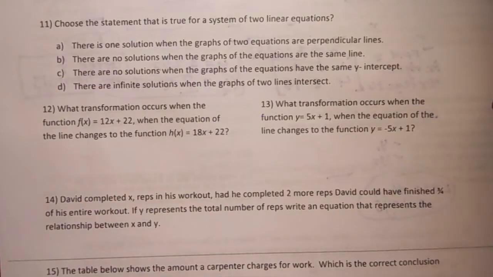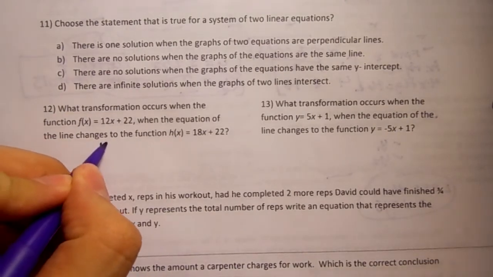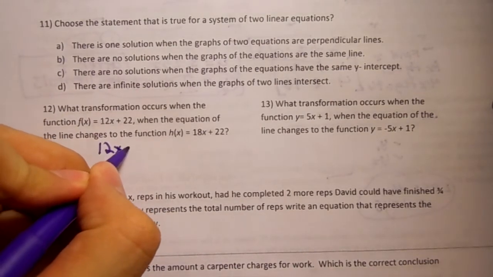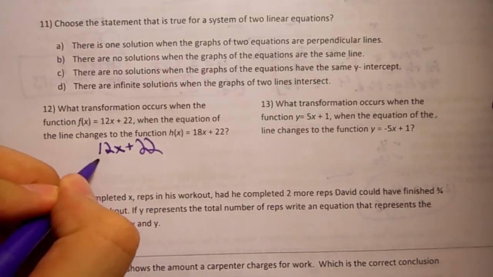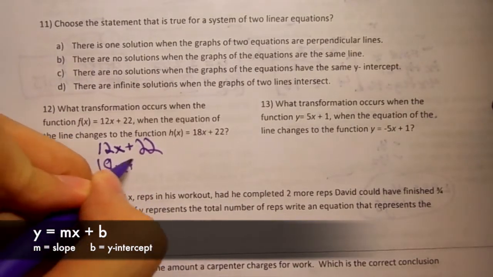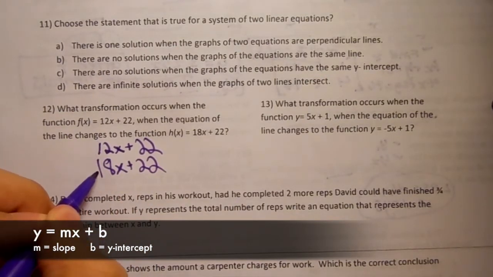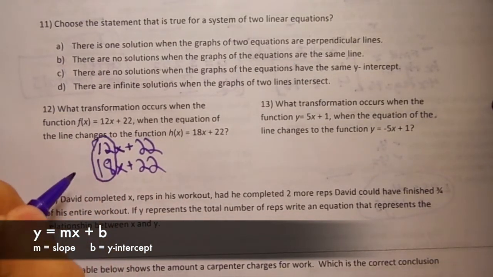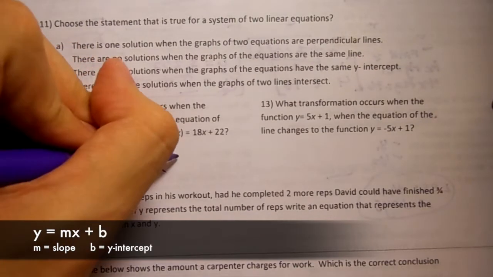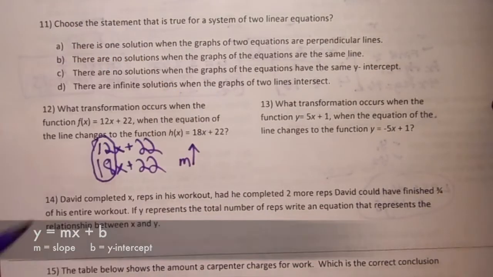Hey guys, it's Jimmy. I'm stepping in to do the next couple of questions, starting with number 12. Number 12 says, what transformation occurs when the function f of x equals 12x plus 22 changes to the function 18x plus 22? So I'm just going to write down the equations again, one on top of the other. You can see that the only change between the first equation and the second one is right here, the slope. From 12 to 18, that means the slope increased.